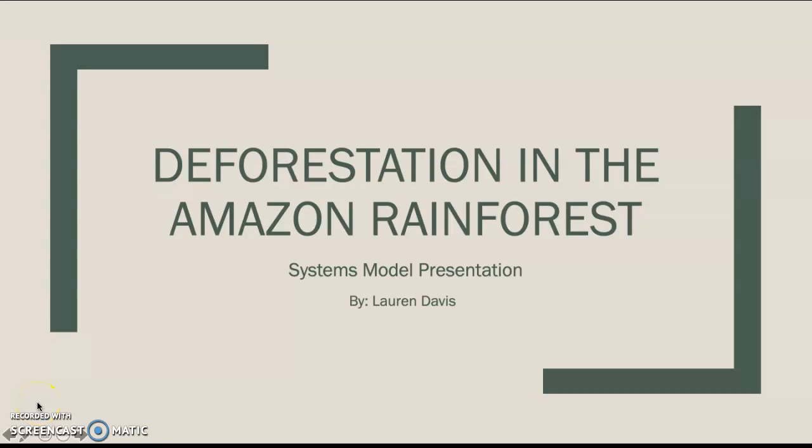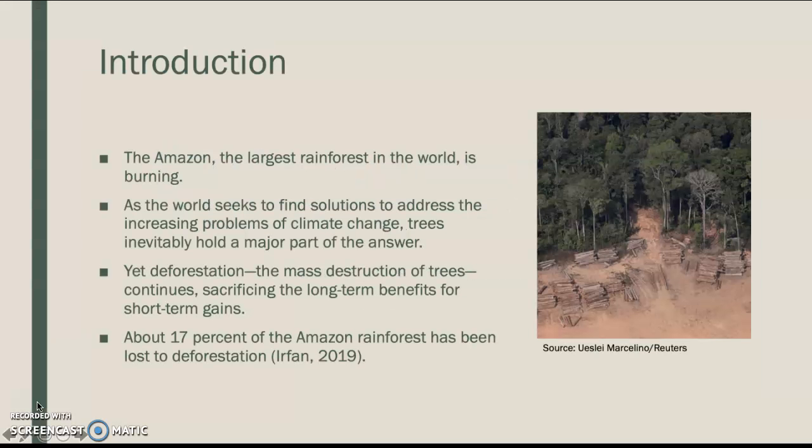For this presentation, I will be discussing deforestation in the Amazon rainforest and how systems thinking can help find potential solutions. So, the Amazon, the largest rainforest in the world, is burning. As the world seeks to find solutions to address the increasing problems of climate change, trees inevitably hold a major part of that answer. Yet deforestation, the mass destruction of trees, continues, sacrificing the long-term benefits for short-term gains. About 17% of the Amazon rainforest has been lost to deforestation as of 2019.